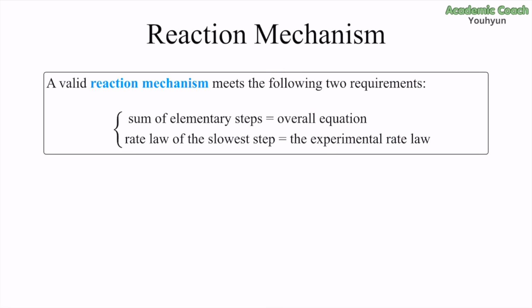So, a valid reaction mechanism needs to meet the following 2 requirements that I just described. One is the sum of all elementary steps must be equal to the overall balanced chemical equation. The second requirement is that the rate law of the slowest step, or the rate determining step, must be equal to the rate law produced from the experiment.